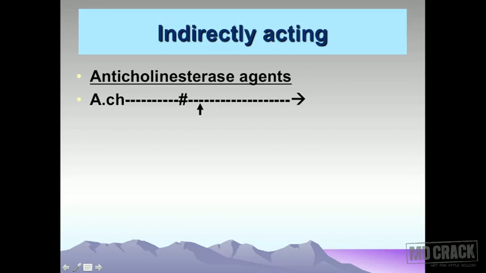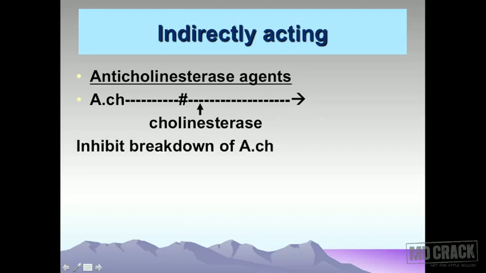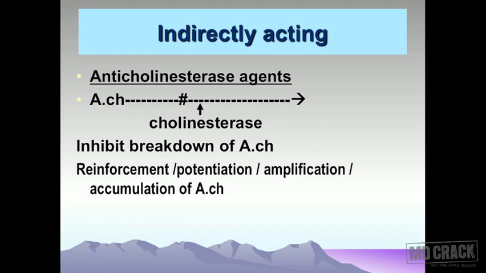Look at the slide. Acetylcholine is getting degraded with the help of the enzyme cholinesterase, and I've shown the sign of inhibition on this reaction. This is where the anti-cholinesterase agents are going to act. They are going to combine with the cholinesterase enzyme, and they are going to stop the cholinesterase enzyme from breaking down acetylcholine. The end result is going to be less breakdown of acetylcholine, leading to accumulation of acetylcholine. So they inhibit the breakdown of acetylcholine, and it leads to what is called reinforcement, potentiation, amplification, or accumulation of acetylcholine.